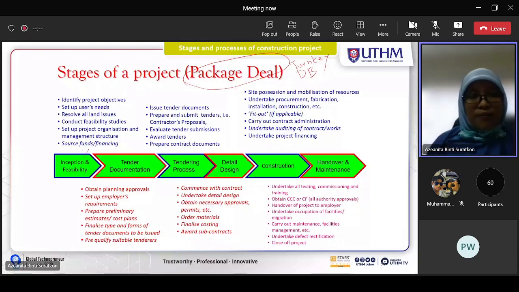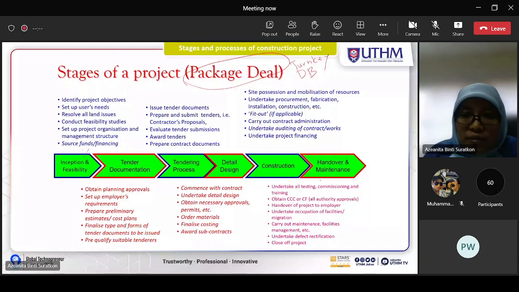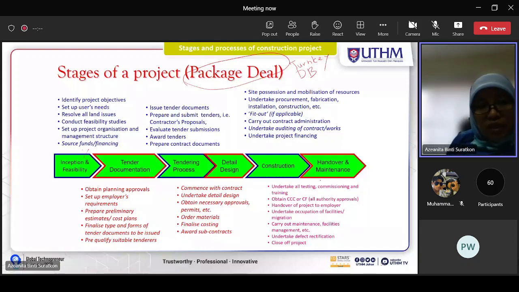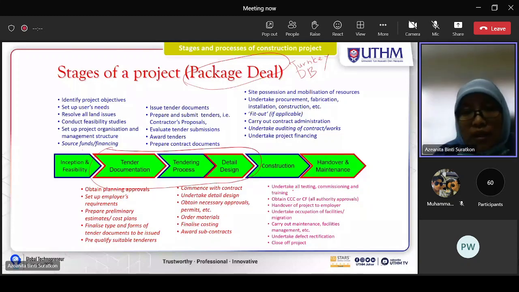And then next, tender documentation. In traditional, we have design, correct, and then followed by tender. So this is the unique part. Meaning here, tender documentation, up to detail design. This is the thing that is different from the traditional contract.